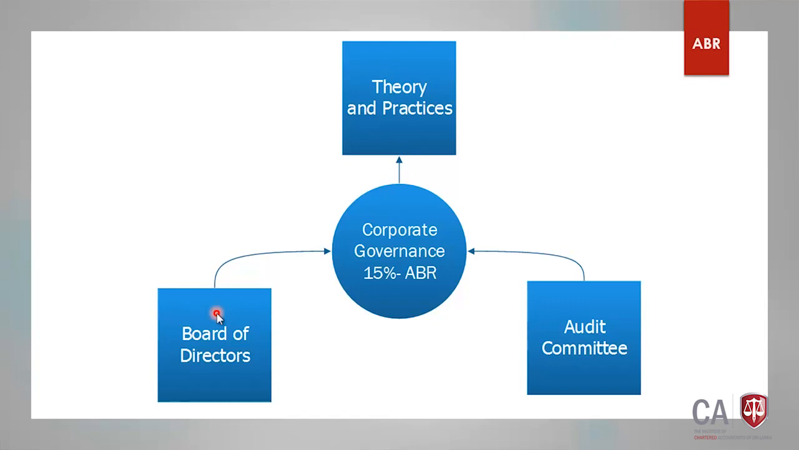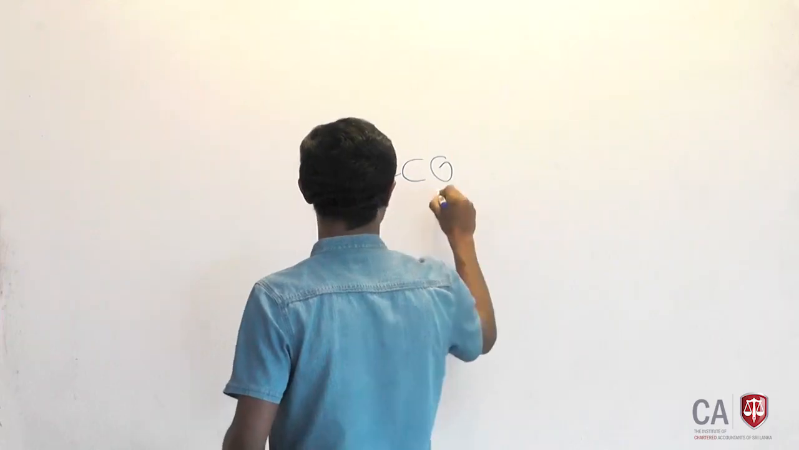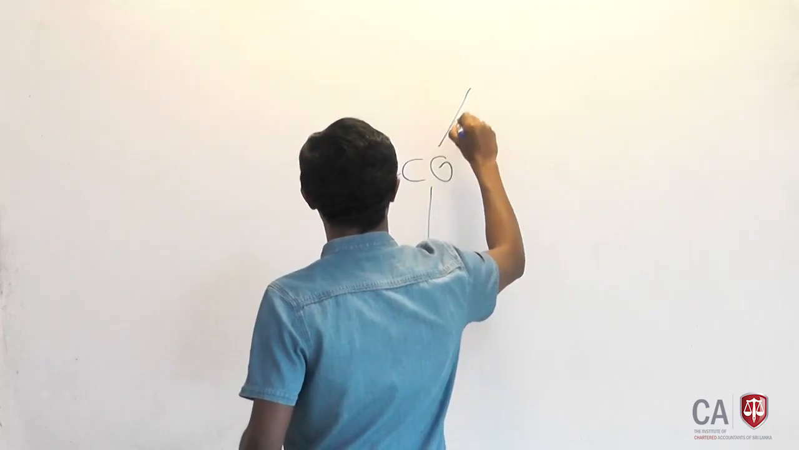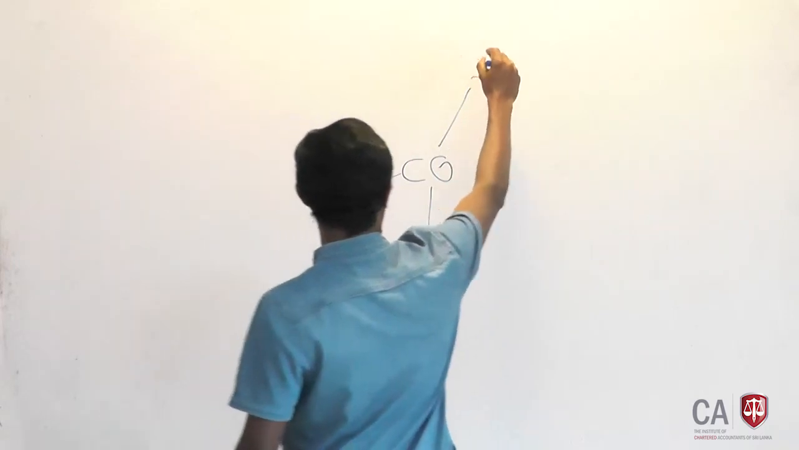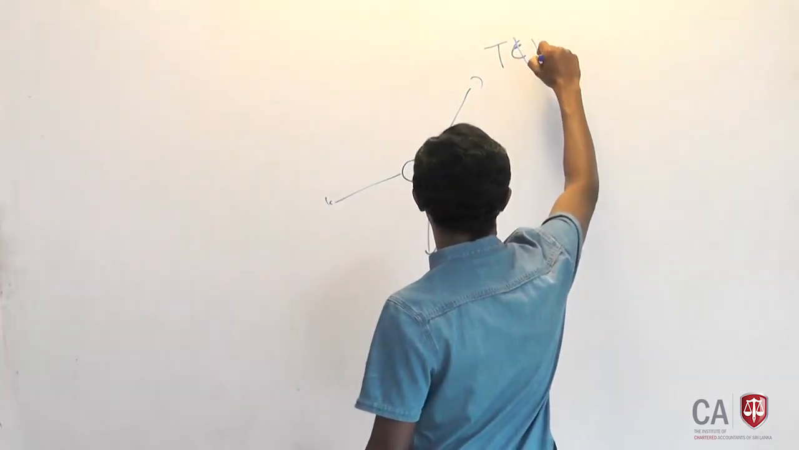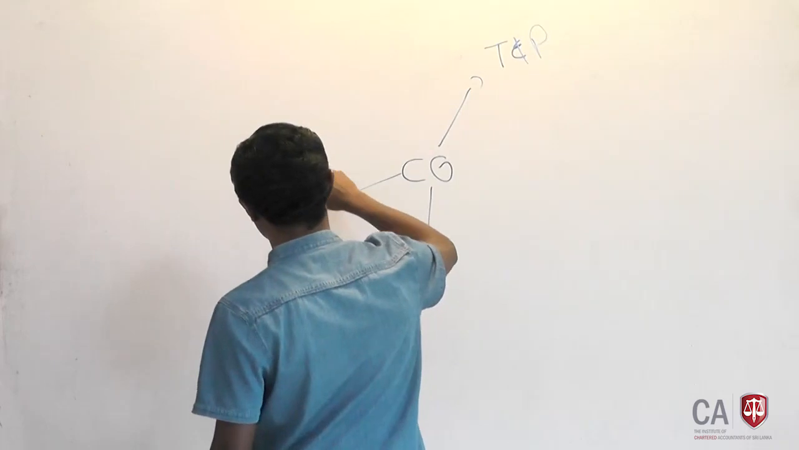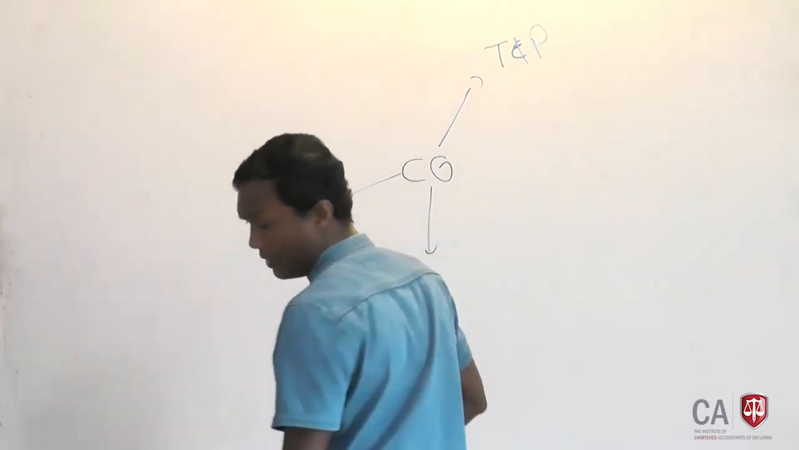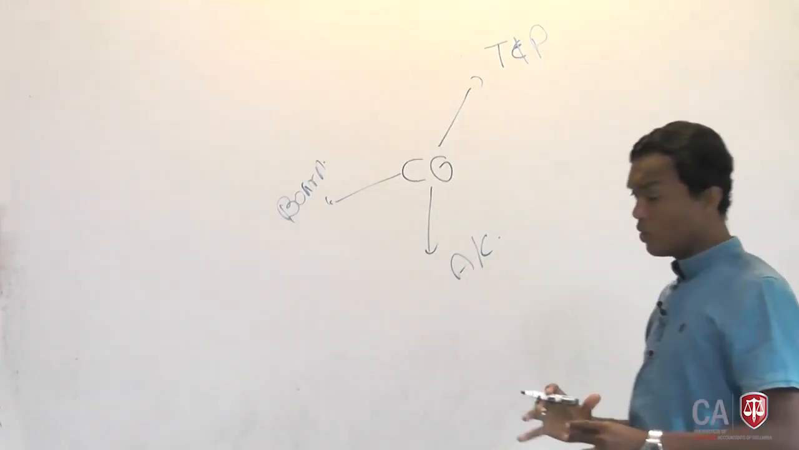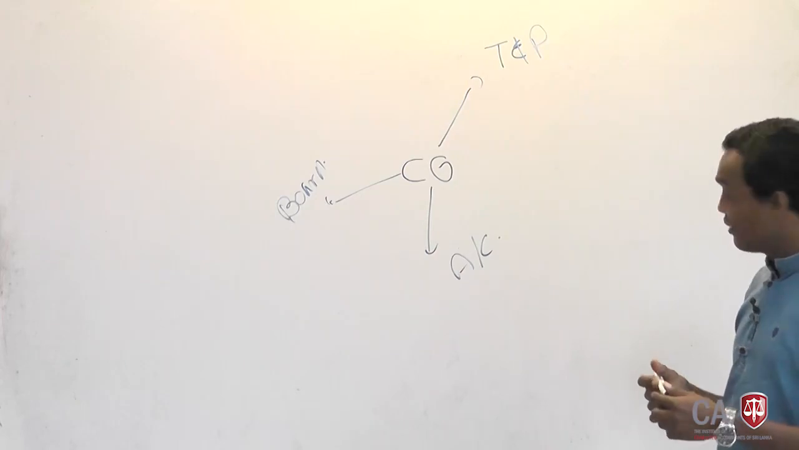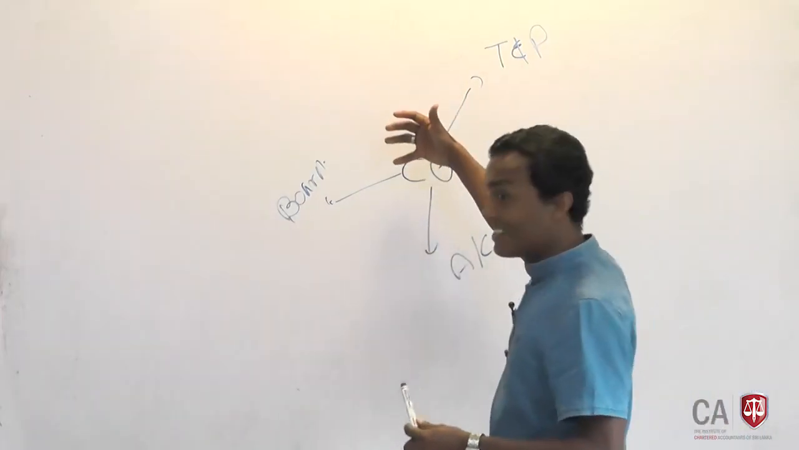In that sense, if you look at corporate governance, in the syllabus we break corporate governance, with 10-15% coverage, into three parts. You can see there is theory of corporate governance, theory and practices, and there is board of directors as a topic, and there is audit committee. But again, you have to be exam oriented. Of course, knowledge is very important, but at the end of the day you have to pass the exam as well.